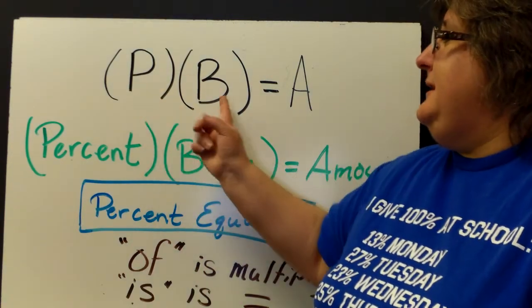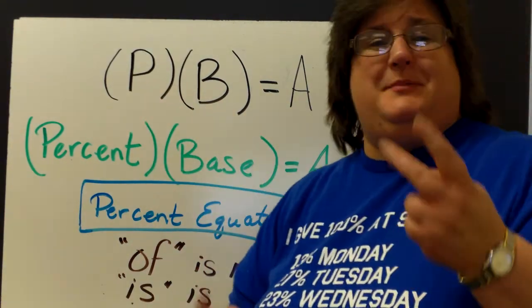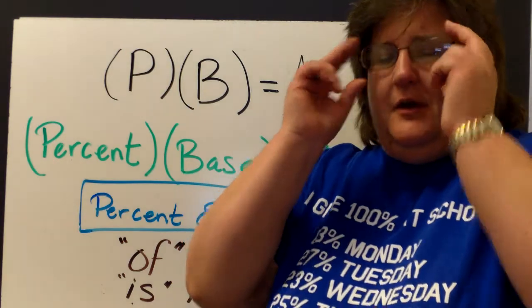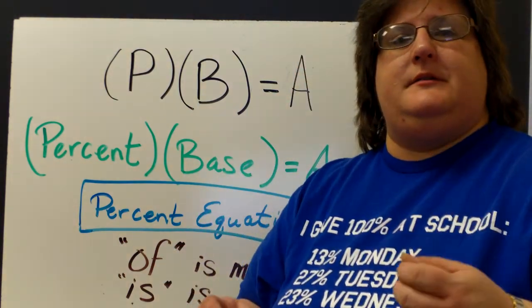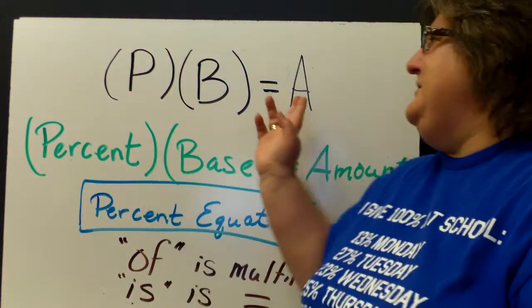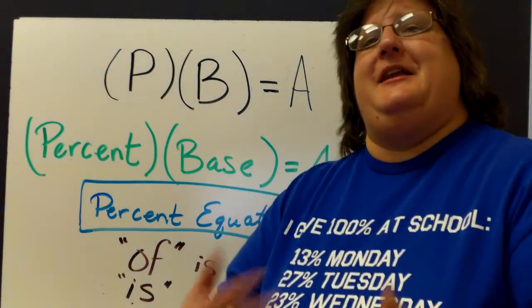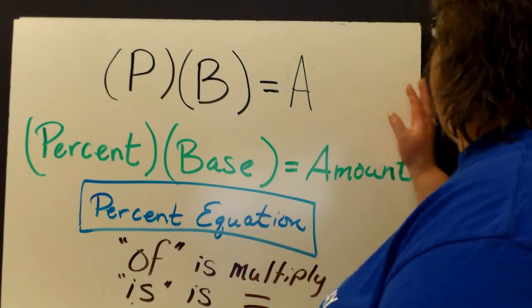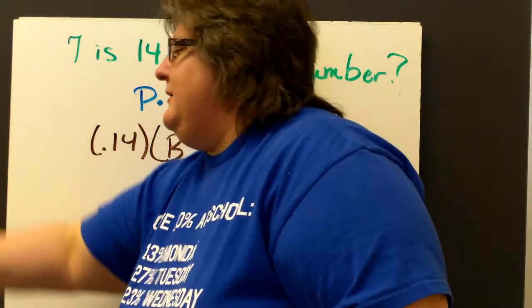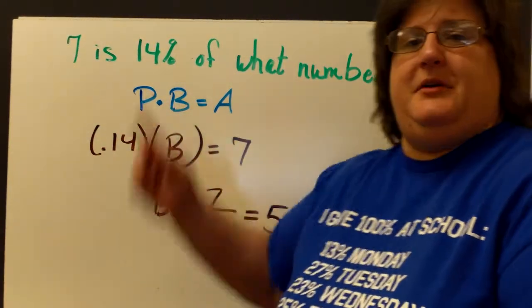Remember, percent, base, and amount. You'll always be given two of them. Might differ, but you'll always be given two values, and you'll be able to find the third. Let's see how this gets illustrated in this problem.